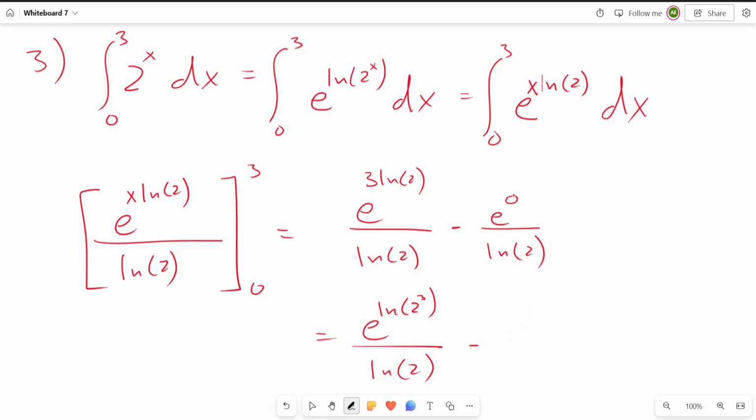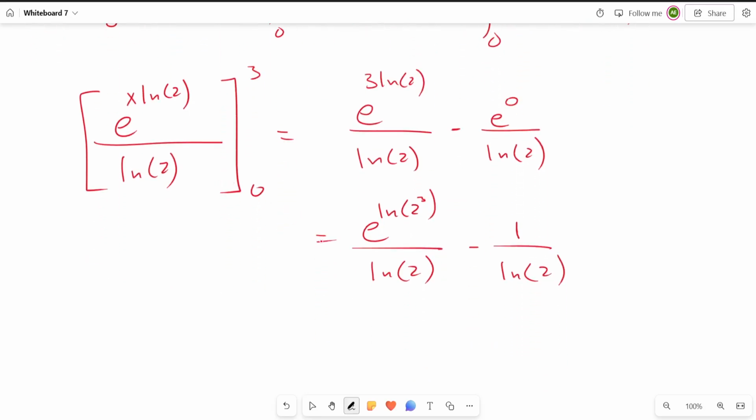Anything to the power of 0 is 1, so minus 1 over ln 2. Over here, I know that e to the power of ln of anything is basically that thing, so this is going to be e to the power of ln 2 to the power 3. So this is 2 to the power 3 over ln of 2 minus 1 over ln of 2. 2 to the power 3 is basically 8, so I can replace this with 8.